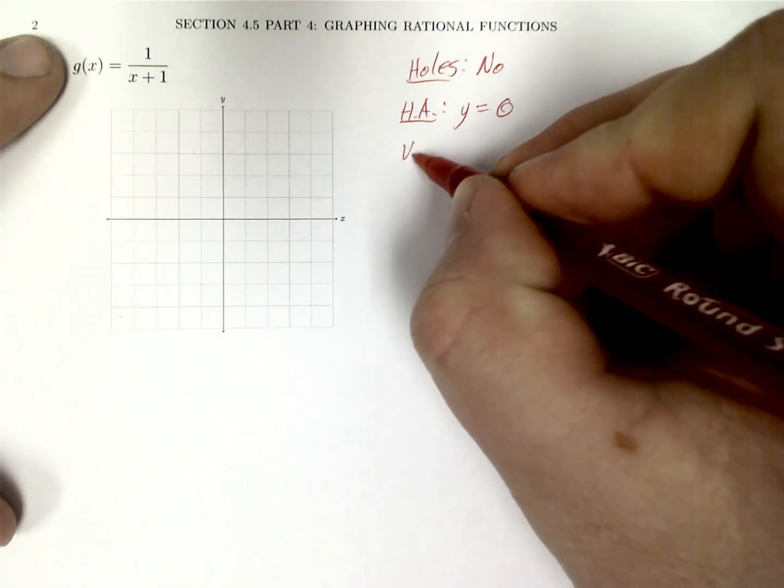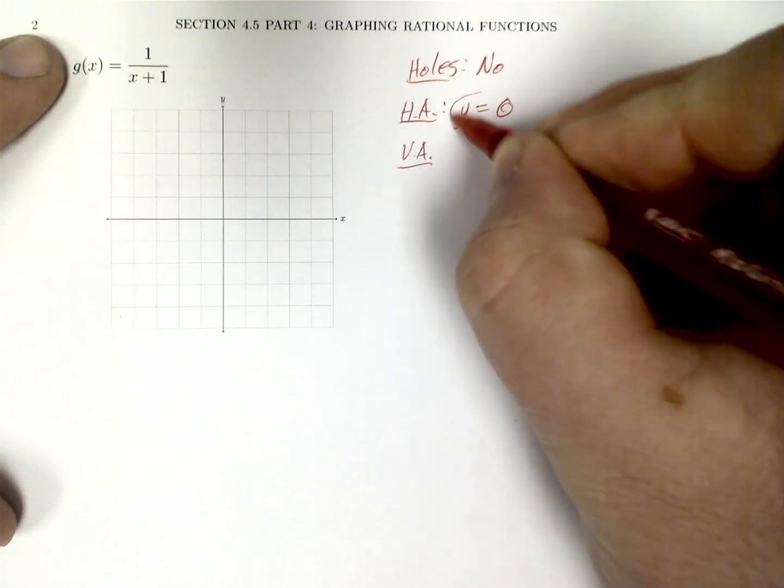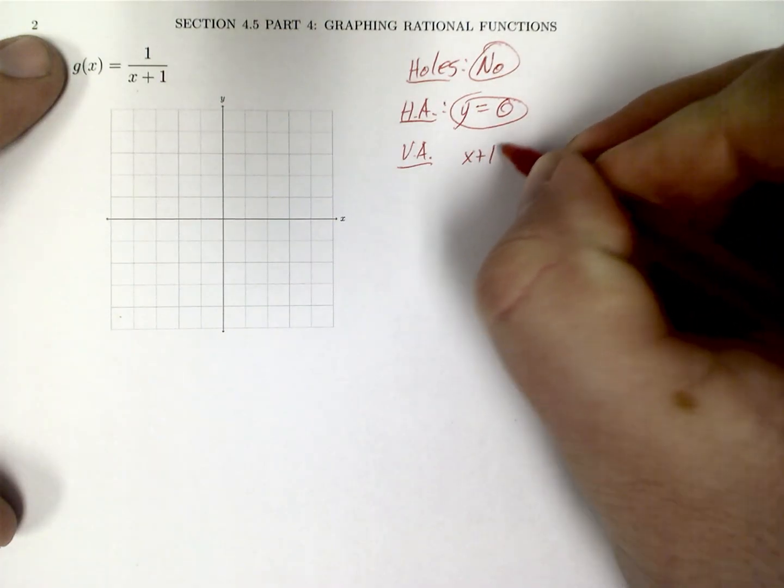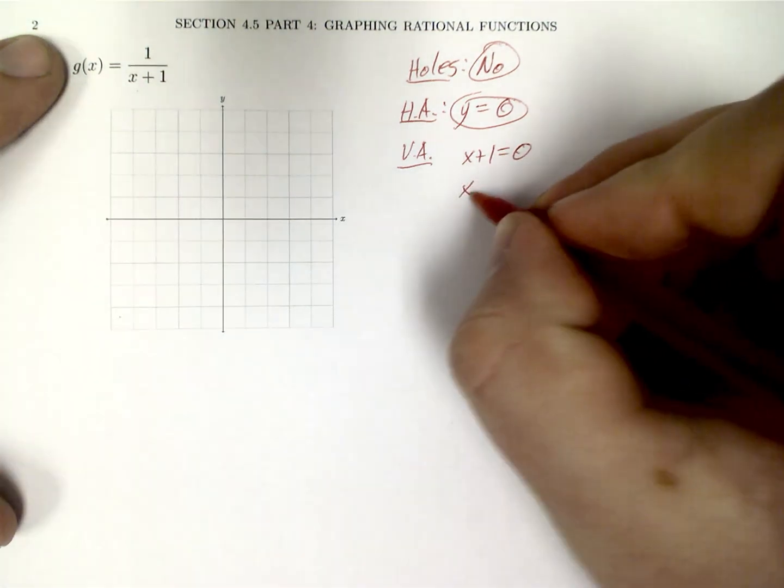Vertical asymptote, we have what? Well, we have a denominator, again, completely factored. We set that equal to 0. We get x equals -1.